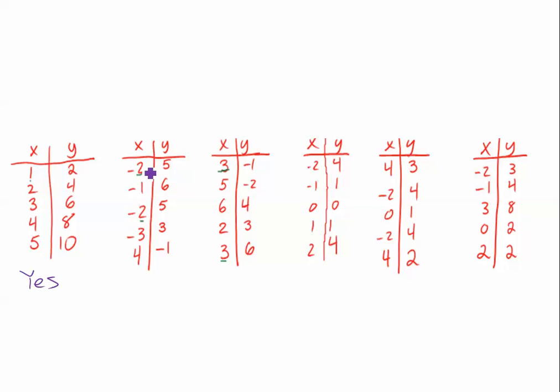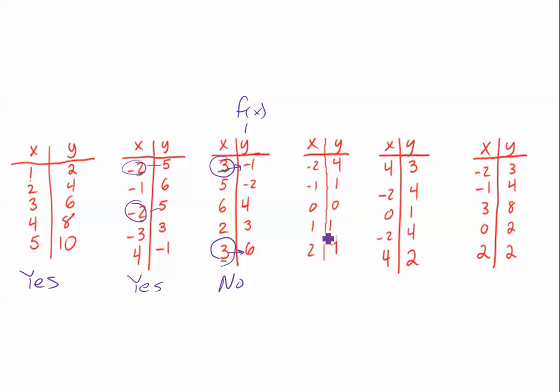Okay, look at this one. I've got -2 that repeats, but both times it gives me the same output. That means this is a function. Okay, let's look at this one. Can you see the 3's there? The 3's repeat. Do they give you the same output both times? Remember, y is the same thing as f of x. Do they give you the same thing? No, they don't, which means this is not a function.